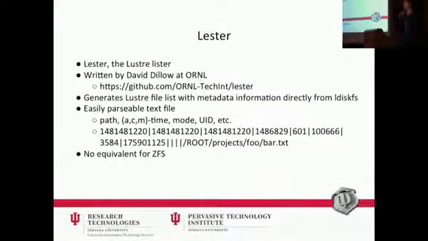One of the core pieces of the way we do things now is that we use Lustre. If you're not familiar with it, it was written by David Dillow at ORNL. Basically, you point this at an MDT, and it generates a really nice parsable text file with all of the Lustre metadata information on the MDT, separated almost like a CSV sort of format, which you go through line by line. What we ran into is that for our upcoming ZFS system, there's no equivalent of it for ZFS.